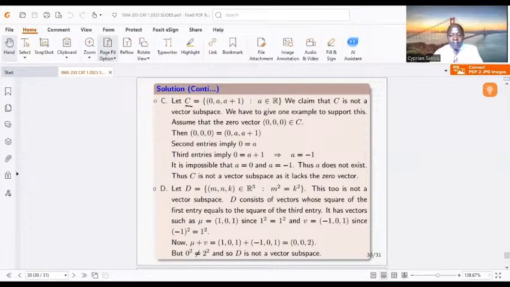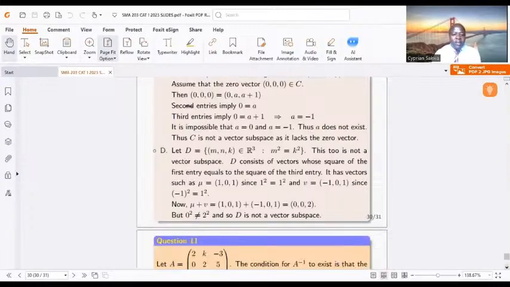Let's look at part D. We want to see whether subset D is also a vector subspace or not. Now, what the question tells us is there's a condition given here. We are given the entries, so the vector has these entries. The square of the first entry should be equal to the square of the third entry.